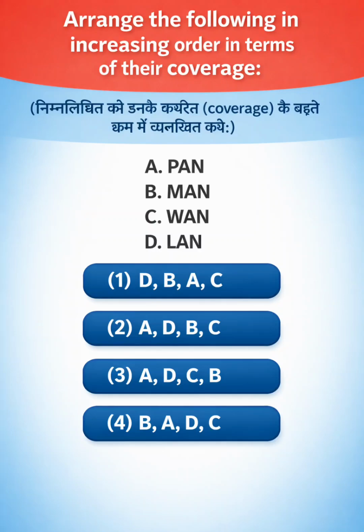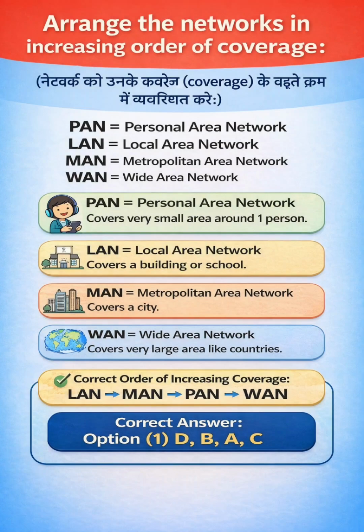LAN. LAN means local area network. It covers a building or school or office. MAN. MAN means metropolitan area network. It covers a city. WAN. WAN means wide area network. It covers very large area like countries or the world. So the order from small to big coverage is PAN, LAN, MAN, WAN, and this matches option 1. So the correct answer is option 1.